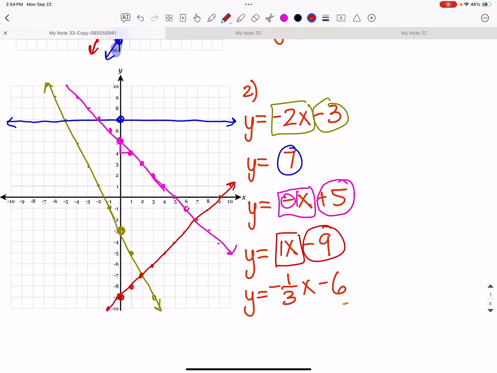There we go. All right, and finally, this one starts off at -6 right there, and goes down $1 every 3 days. Down $1 every 1, 2, 3 days. Then I do the past. There we go.